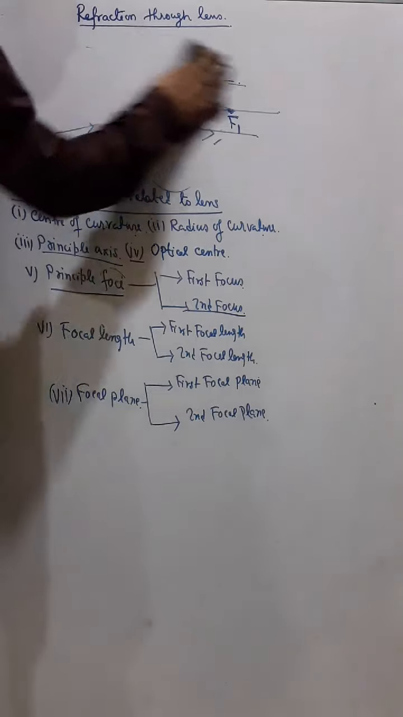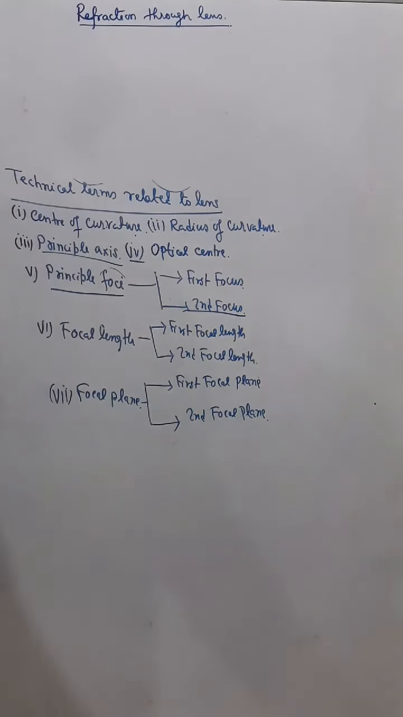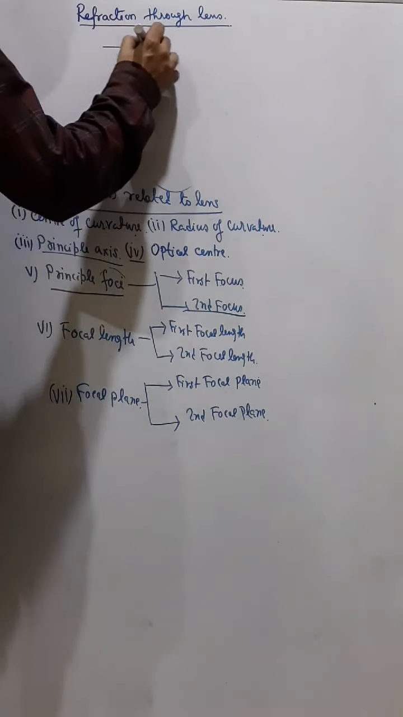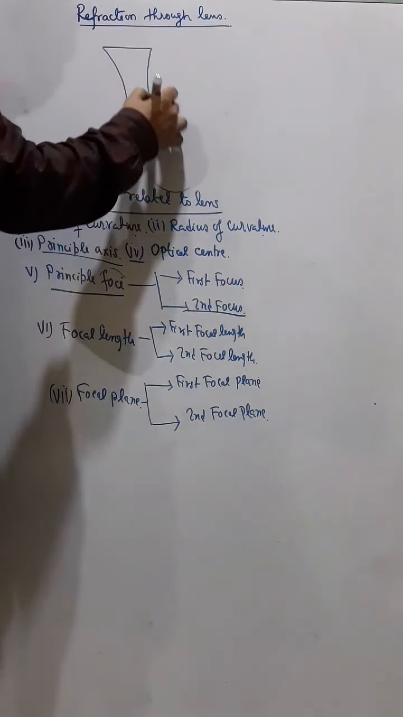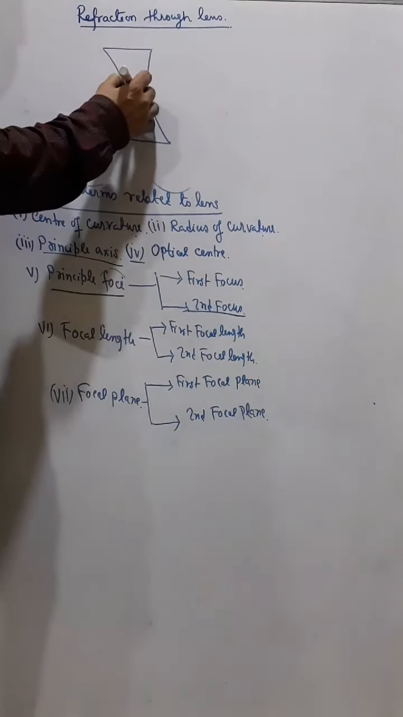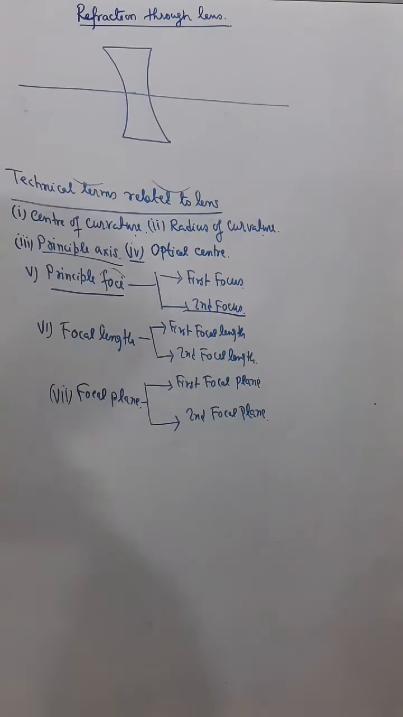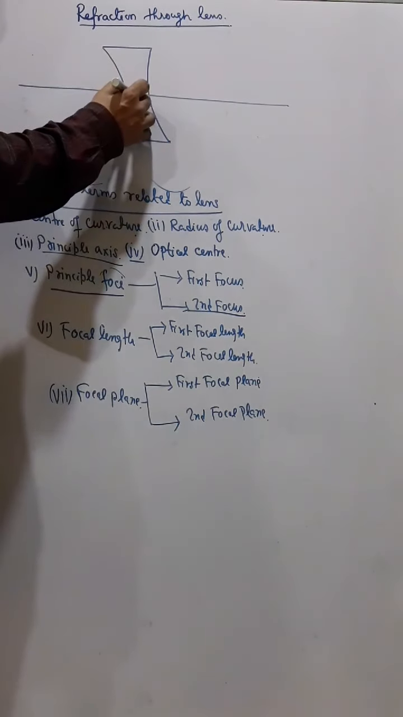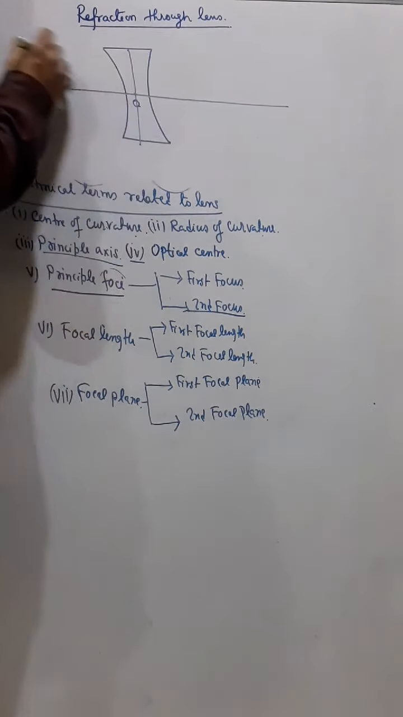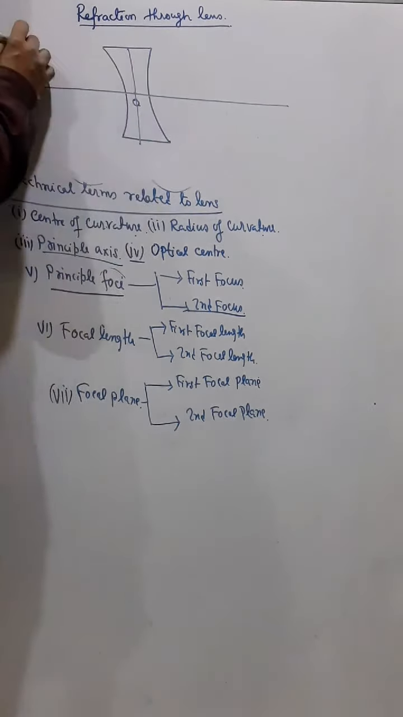Now the second focus. Second focus is again just the reverse of this. Now in this case also, the second focus means if parallel rays of light, parallel to the principal axis, pass through the lens, they diverge in such a way that they appear to be coming from a point.